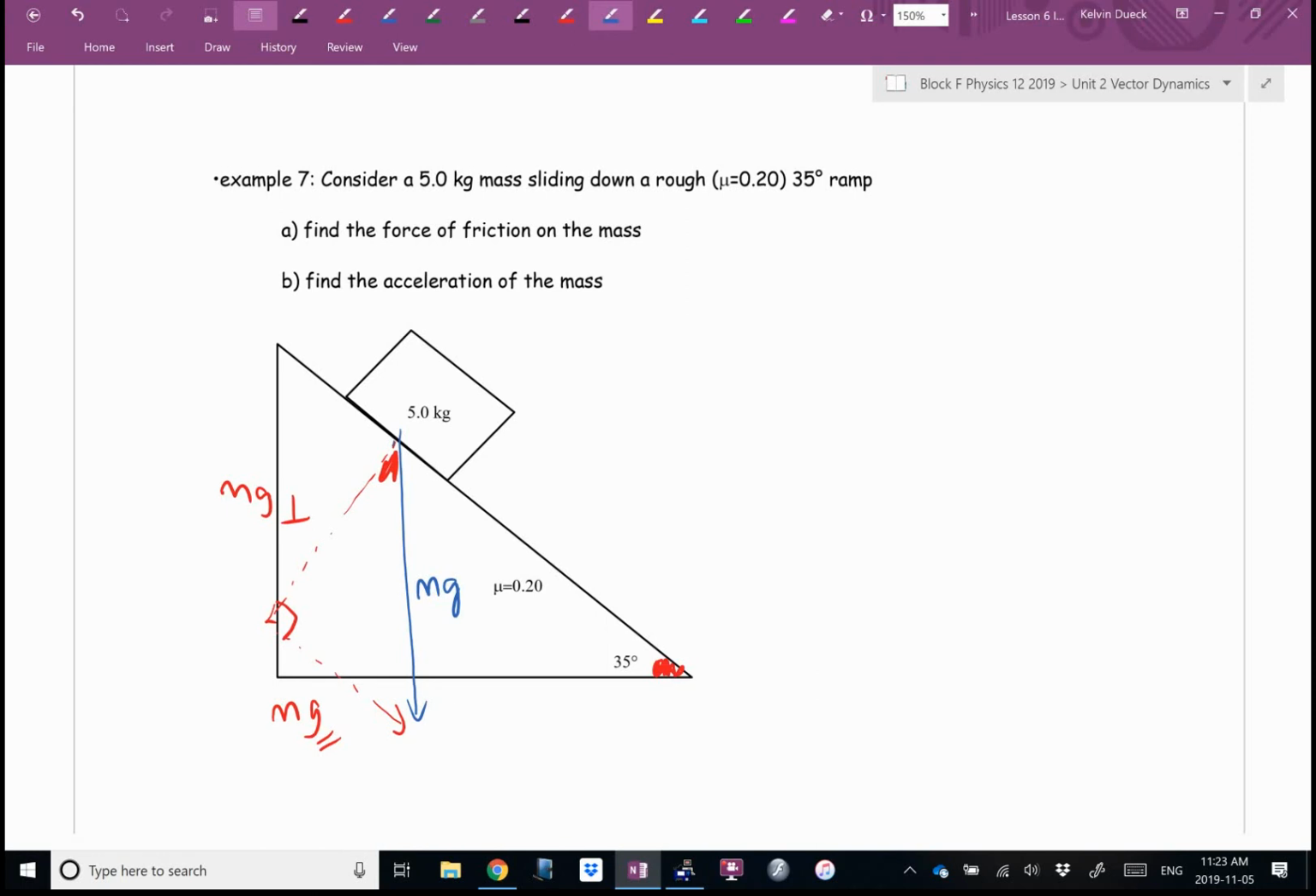And now we continue. Are we sinking into the ramp like quicksand? Are we flying off of the ramp like Superman? No, then there must be a normal force. How big? Right now, exactly as big as mg perpendicular. I'll eyeball it. About that big.